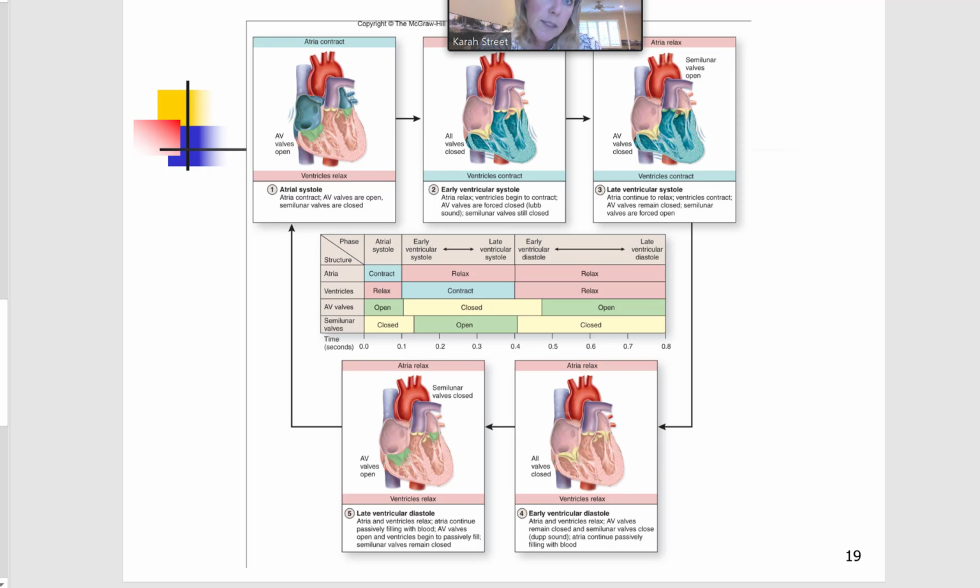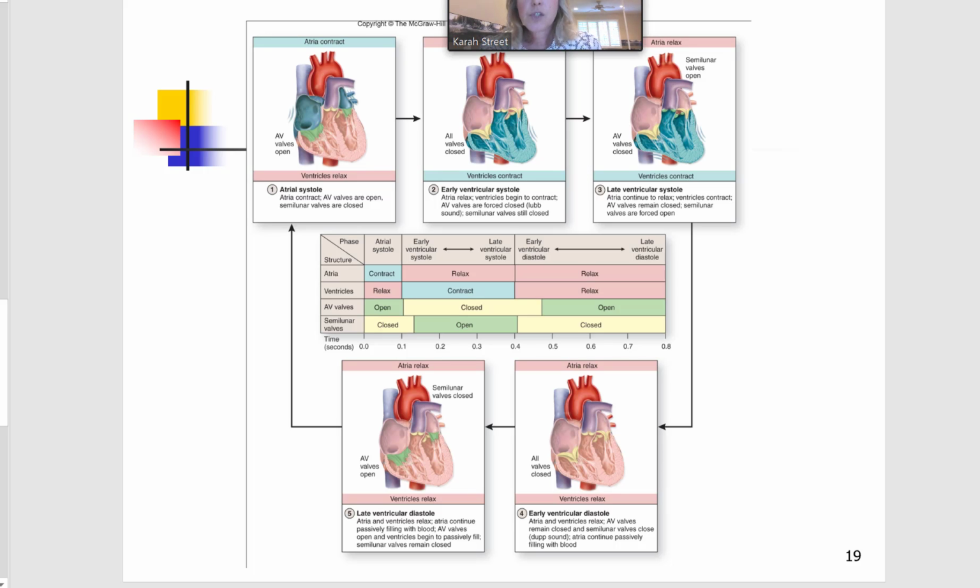When you listen to this video again, when you're working on your homework packet, when you're trying to piece together the cardiac cycle, I find this picture to be very helpful. It has a nice little chart in the middle, and it has pictures of the heart, and you can see when chambers are contracting or relaxing. I just think it's very nice to follow along.